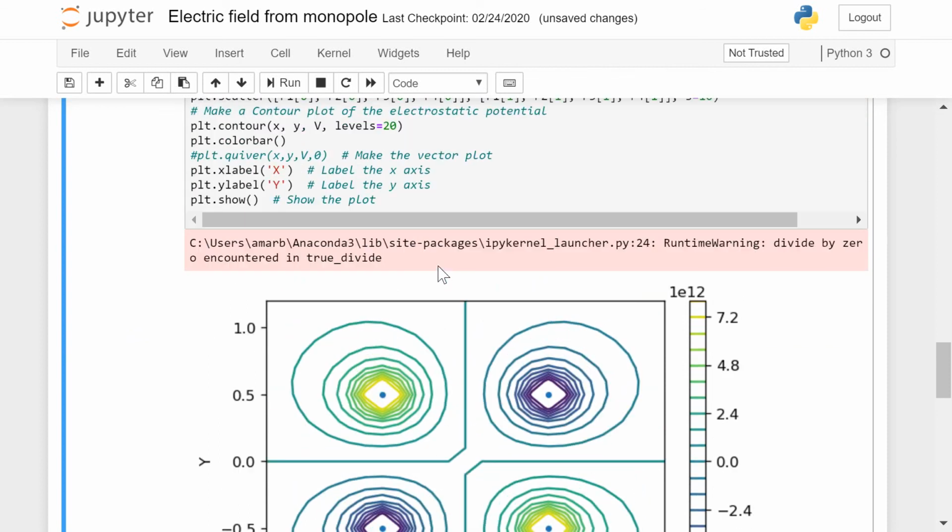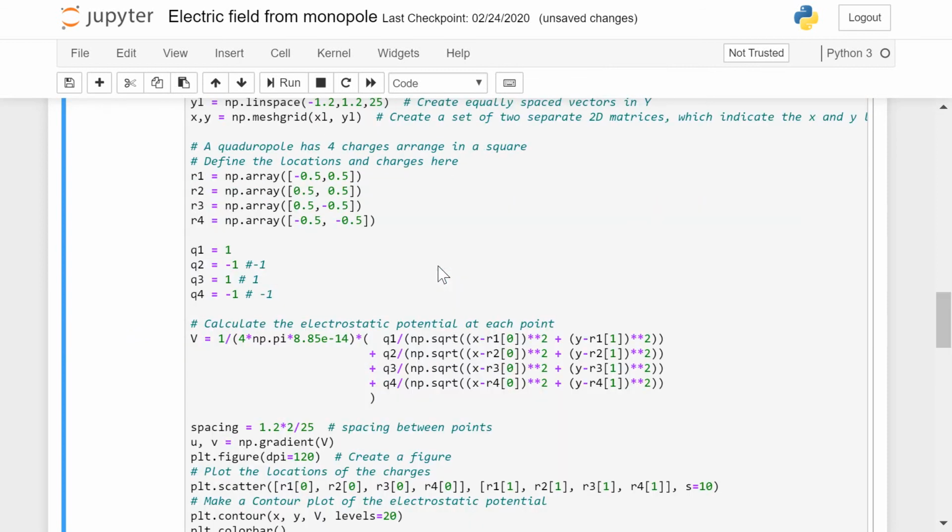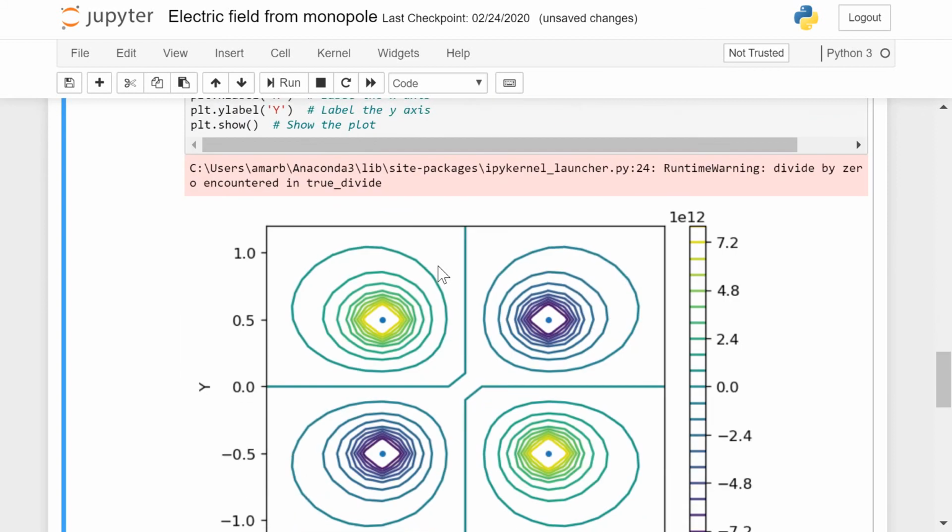Okay, so in your homeworks, you'll be expected to be able to make these types of potential plots for perhaps a different charge distribution.